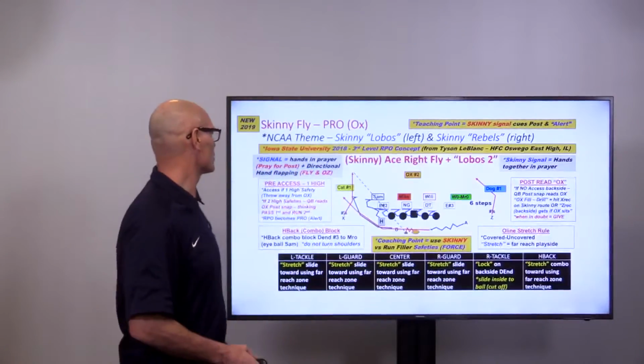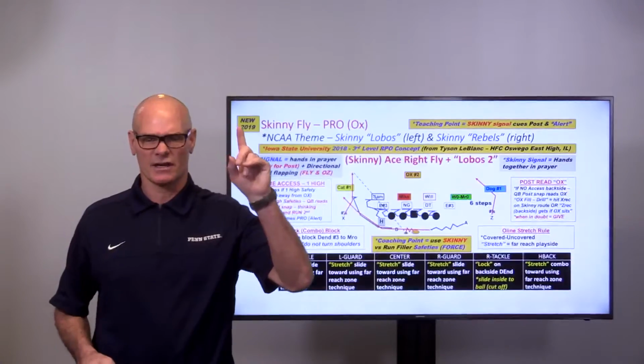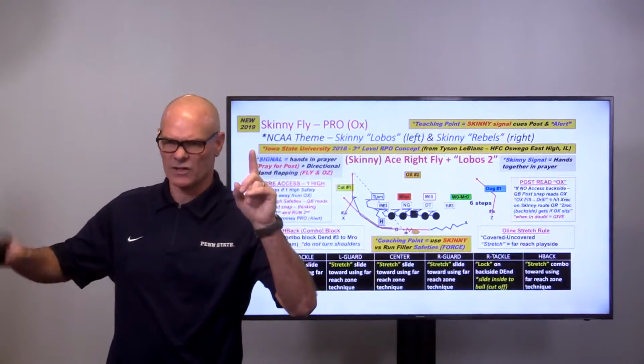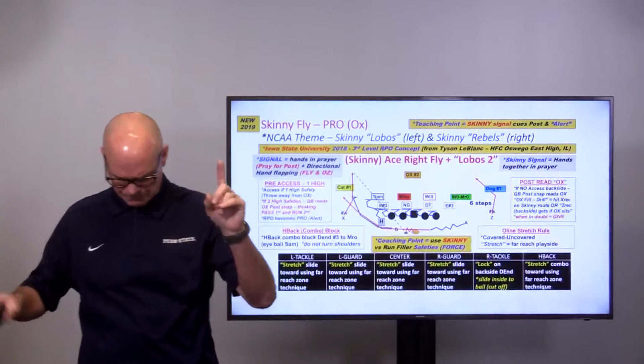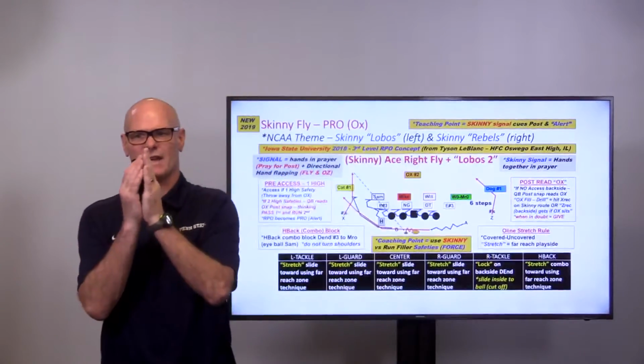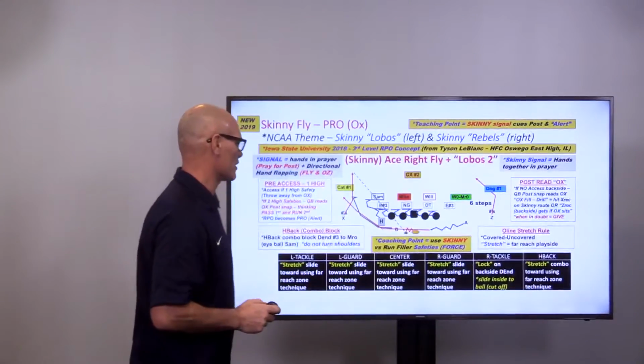So Lobos 2. What we do for that signal is, again, we would do our same thing, ace right. We're going to go ahead and call, this becomes our Lobos with the fly, okay, doing the flash here. But we just go ahead and add now, I call this pray for the post, so that knows we've got the post, and we're going to go to a skinny on it.